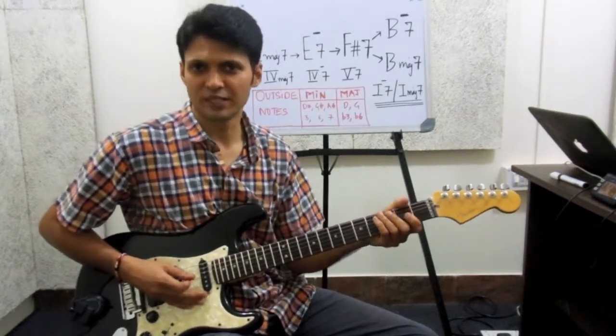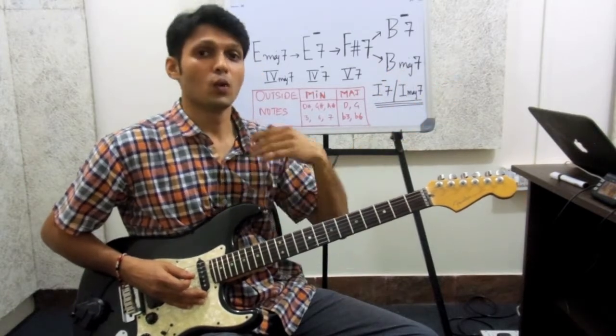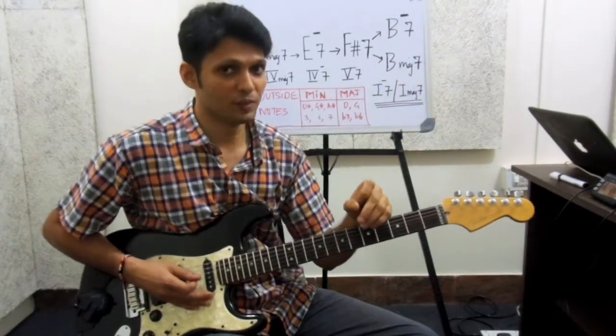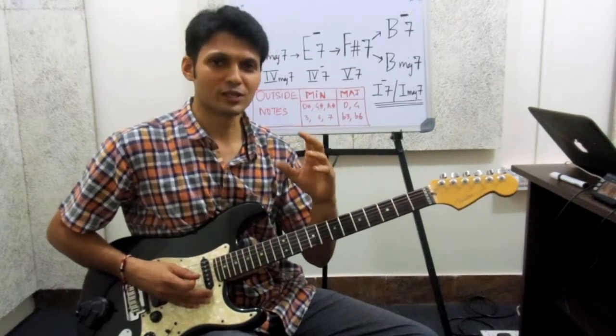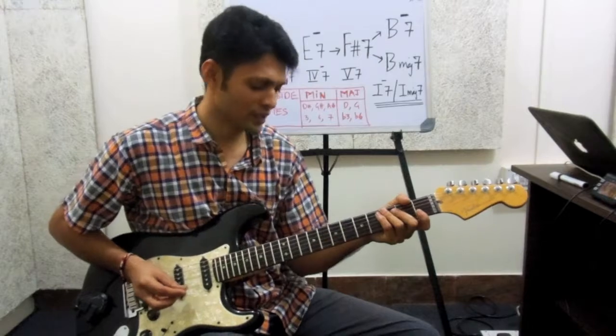Just like I did in the previous example, I'll replace the B major 7 chord with a melody that's based out of the key of B major so that you still get the sound of the major tonality. Let's hear how that sounds. 1, 2, 3, 4.